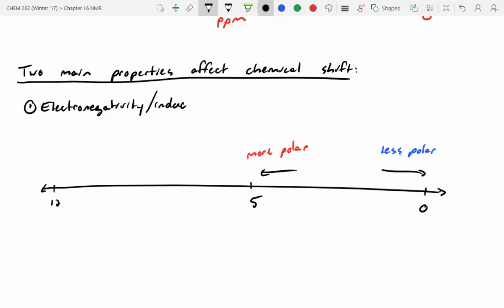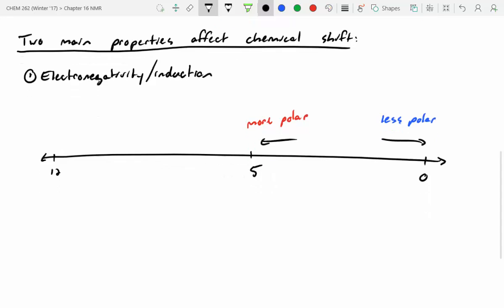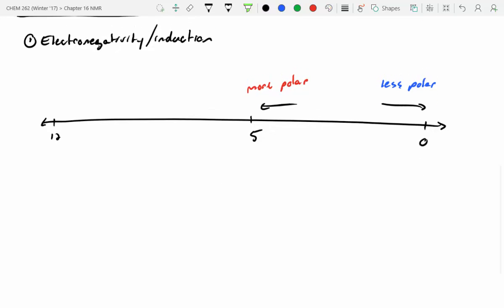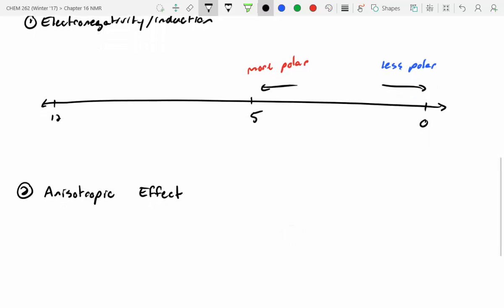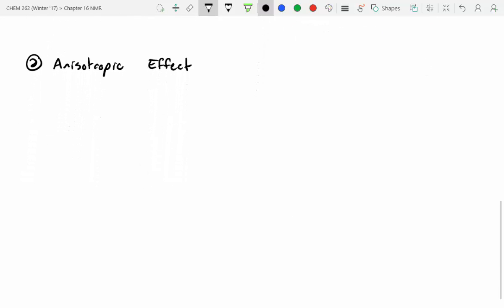It's a really rough tool, but it works. The second one is really important because it's a dead giveaway when you're trying to narrow down compounds, and that's aromaticity. And this has a fancy name called the anisotropic effect. We're going to talk a lot about aromatic molecules next term, but I'll give you guys a sneak peek.